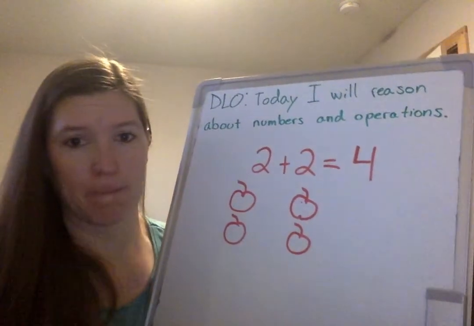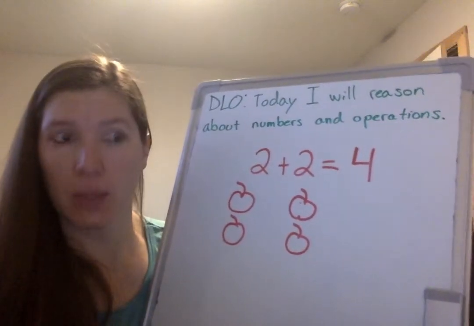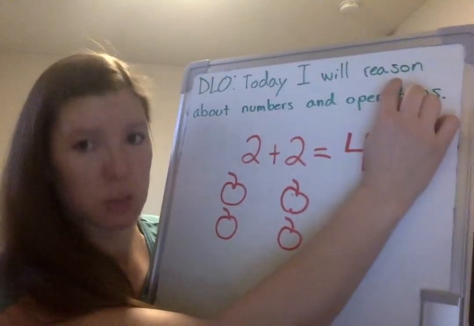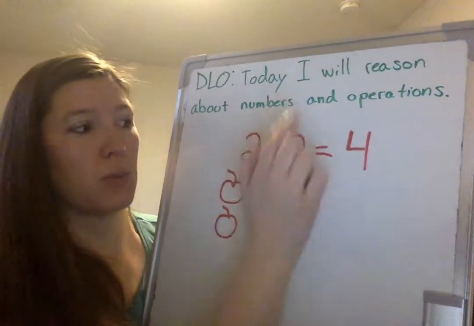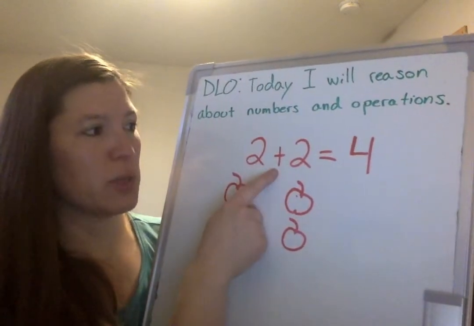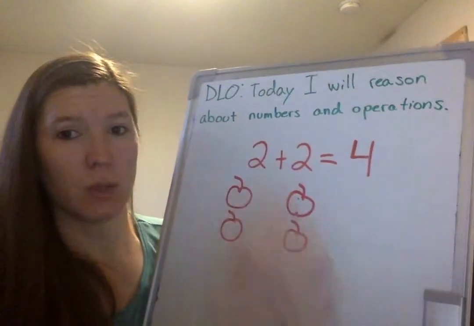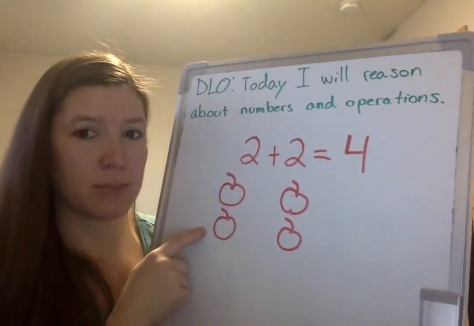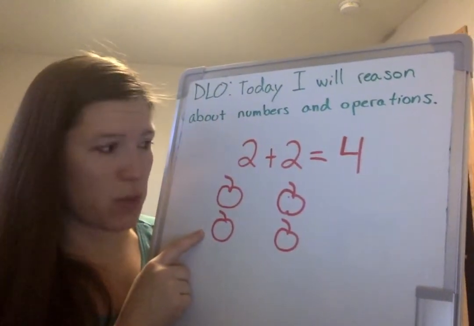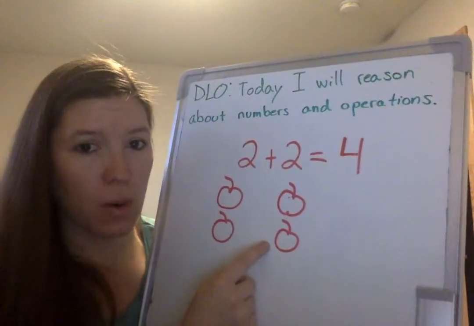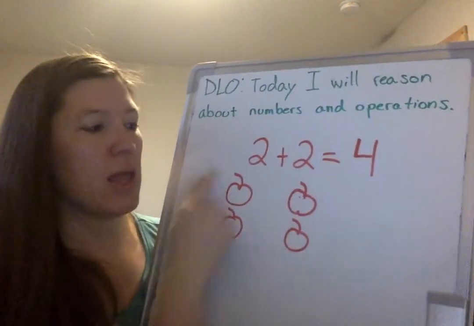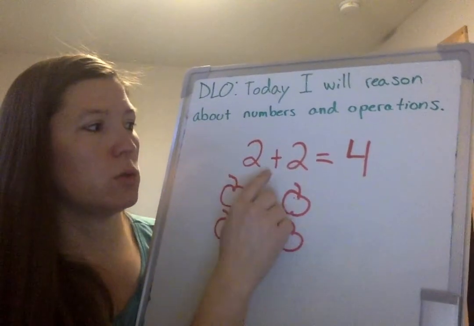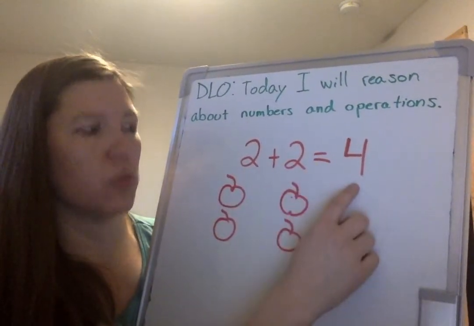Here's my story, because you'll have to tell whoever is helping you today a story to reason, explain the operation and the numbers we see. Our operation's plus, my numbers are 2 and 2. Here's my story. I had 2 apples. My friend gave me 2 more apples. I now have 4 apples. 2 plus 2 equals 4.